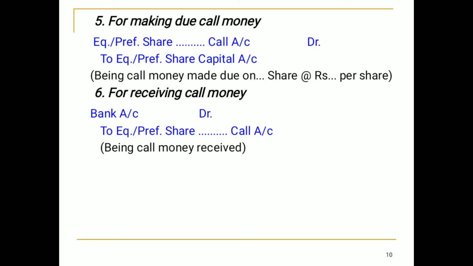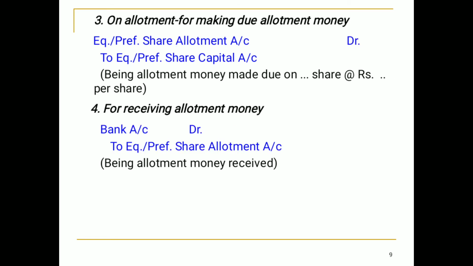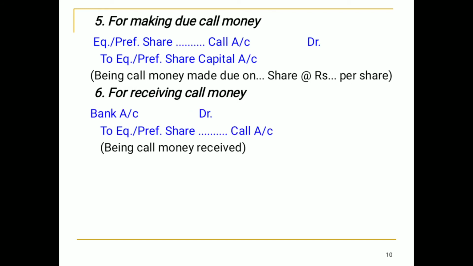The only thing that you are supposed to understand here is that these journal entries remain the same for making call money due. Alright? So when allotment money becomes due, you write allotment here. When call money becomes due, you'll write call here. If it is first call, you'll be writing first call. If it is second call, you'll be writing second call. And if it is the final call, instead of second, you may also address it as a final call. It will be clearly instructed in the given question. Not to worry about it.